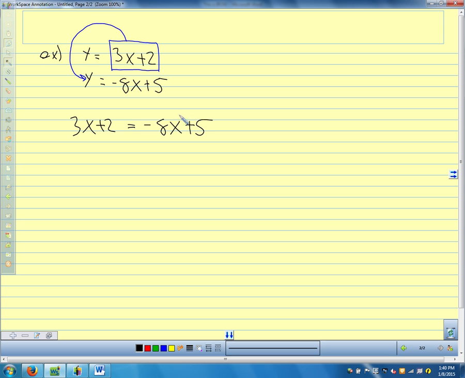We want to get all the x's together on one side. So what would be our first step if we were solving for x here? Add 8x, get all the x's together. So we can go through this. 3x plus 8x is 11x plus 2 equals 5. This turns out we end up with fractions here. So then we subtract 2. 11x equals 5 minus 2, which is 3. Divide by 11, and x equals 3 over 11.